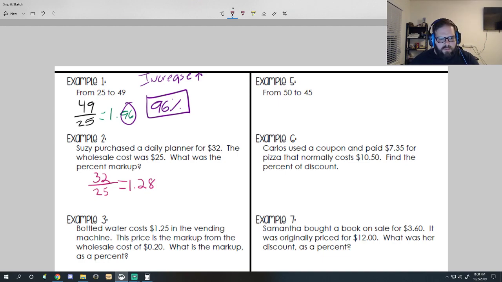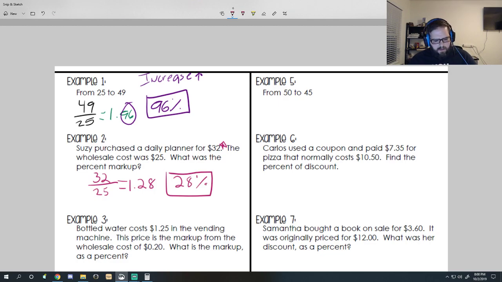Again, I'm looking at this as a markup. I know that this is a markup, so it's going up. It's an increase in price. That's my key right there. So 100 is the original, so 28. It increased by 28%. So the increase was 28%.